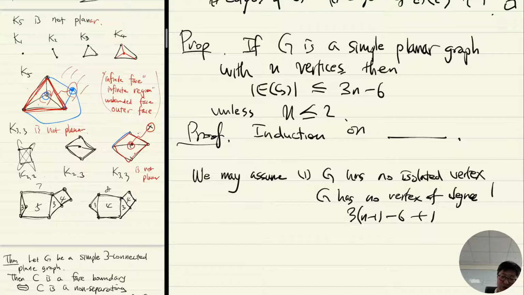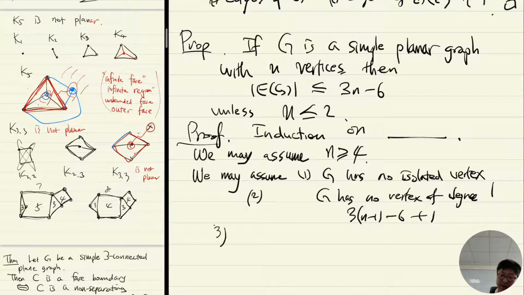So we may assume again, n is at least, let's say, 4. Why not? If n is 3, then the graph may have at most 3 vertices, 3 edges, and 3 times 3 minus 6 is 3, so it's true. All right. Now, what else can I say? I can assume the graph is connected.